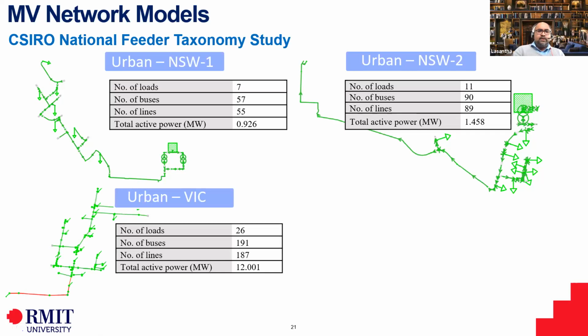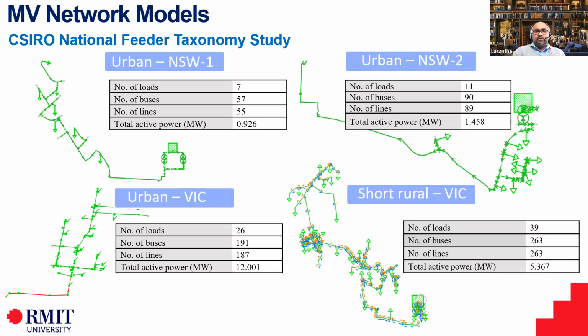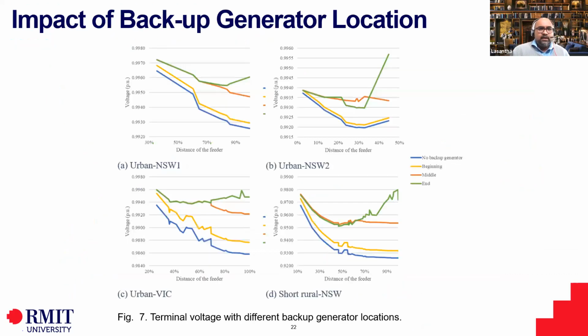And also we looked at the urban Victoria network given in the taxonomy study. It's a pretty big network compared to the New South Wales ones. And also we have looked at the short rural Victorian network as well. So using these 4 representative networks, we have carried out the barrier analysis. So let's look at what we have come up with, the impact on the backup generators connected to different locations in the network. So here you can see 4 voltage plots.